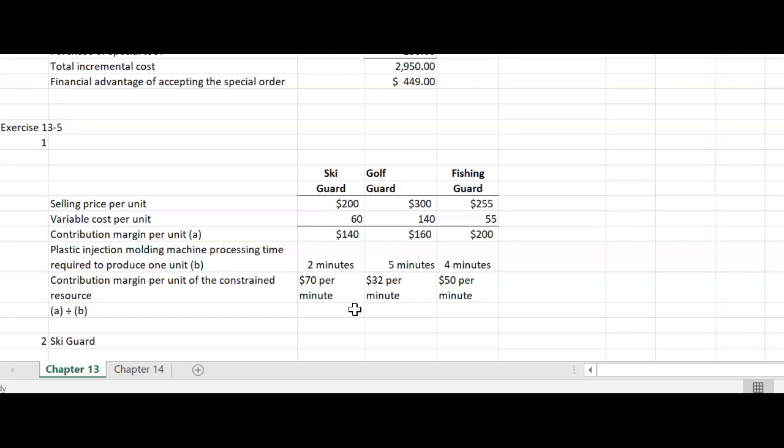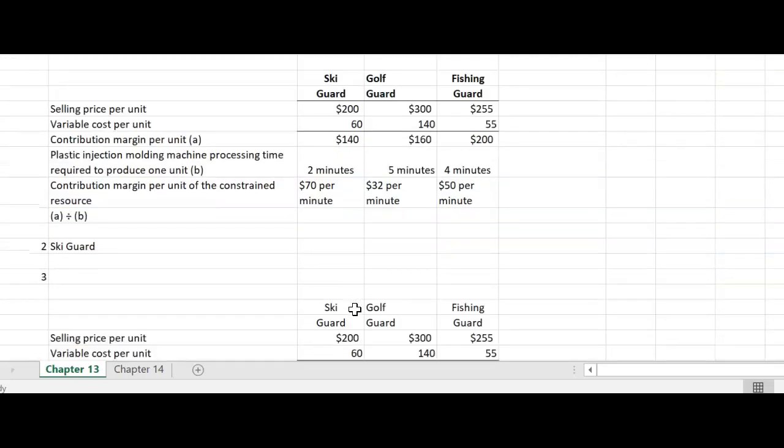Now in requirement 3, if we assume that a severe shortage of plastic pellets has required the company to cut back its production so much that its new constraint has become the total available pounds of plastic pellets, how much contribution margin per pound of the pellets is earned by each product? So let's look at that.